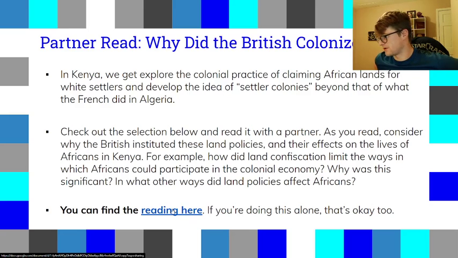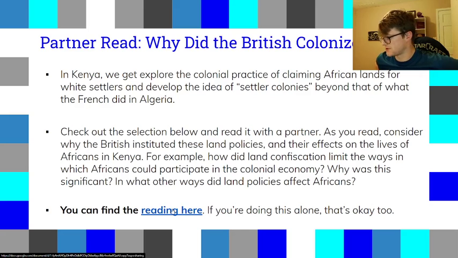Let's read the intro here together, shall we? In Kenya, we get to explore the colonial practice of claiming African lands for white settlers and develop the idea of settler colonies beyond that of what the French did in Algeria. So again, if you remember, Algeria was a settler colony. We're going to take that to the next level and look at this with agriculture and land.